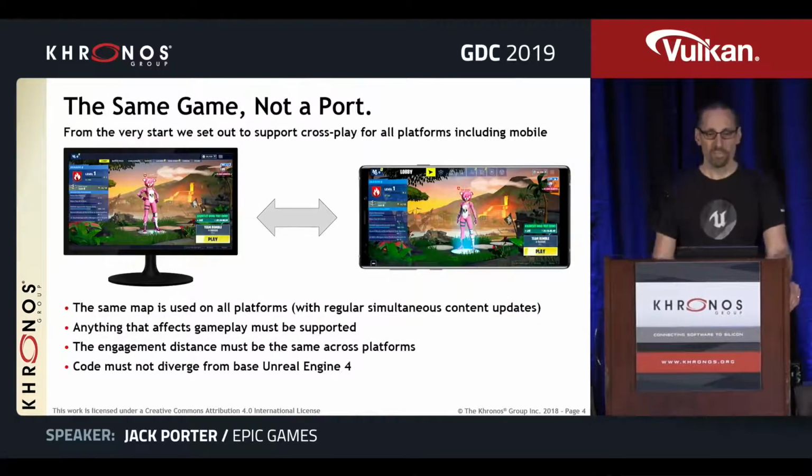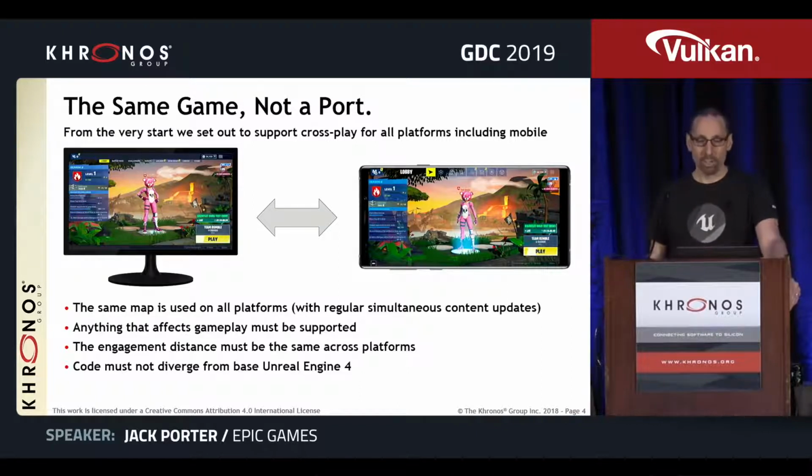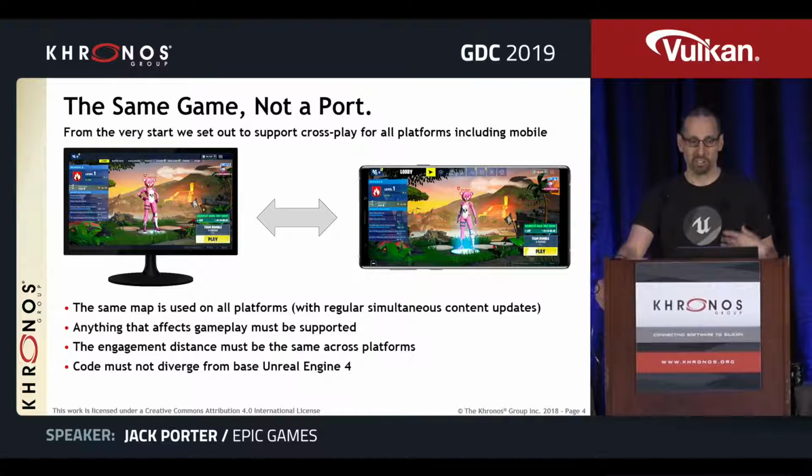So the scope of the problem is that Fortnite for mobile is the same game as Fortnite on other platforms. Because we set out to support cross-play on all of these platforms simultaneously, we're really constrained about what we can do to the content in order to make this game work on mobile devices. We have very regular updates, maybe every 2 weeks. There'll be a lot of new content going out to all platforms, including mobile. And anything that affects gameplay has to be fully supported on mobile. So we can't just cull objects. We can't reduce the draw distance. Engagement distance has to be exactly the same.